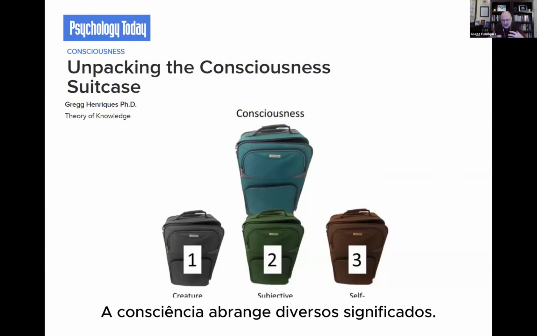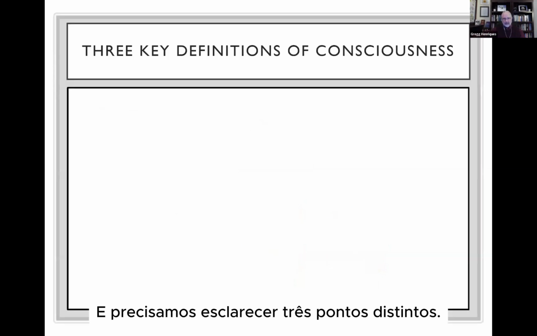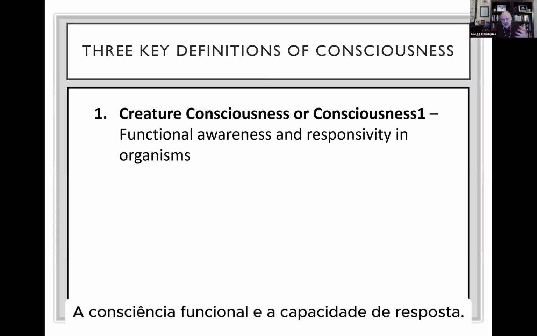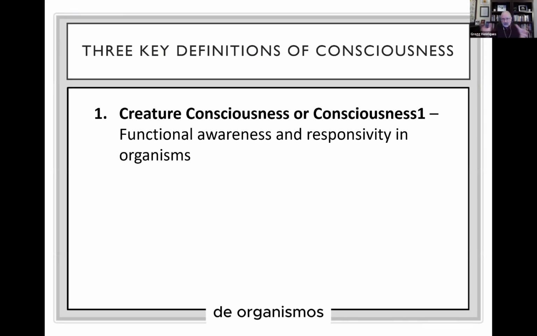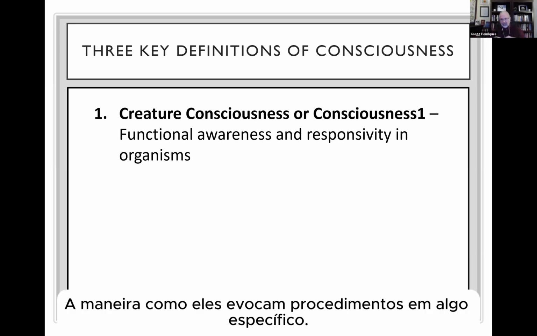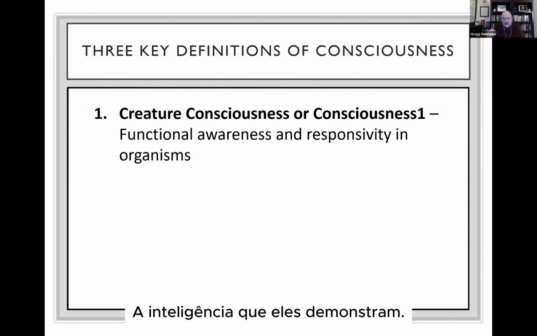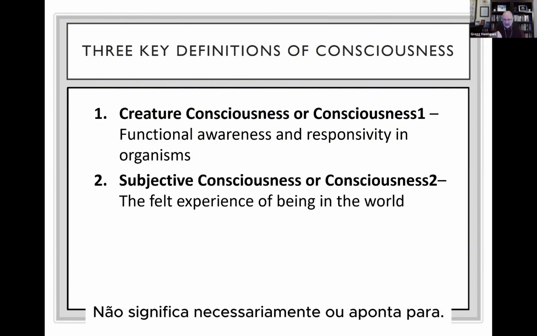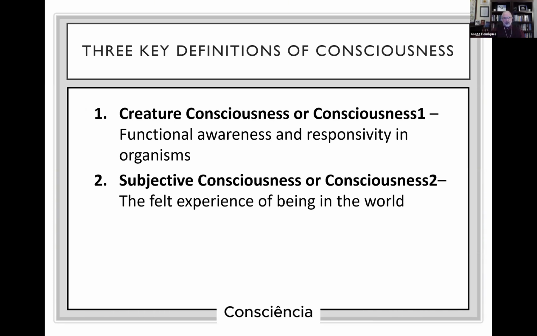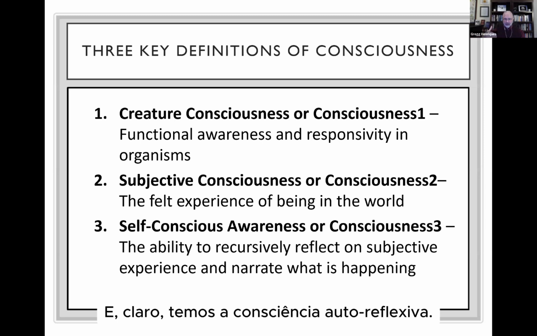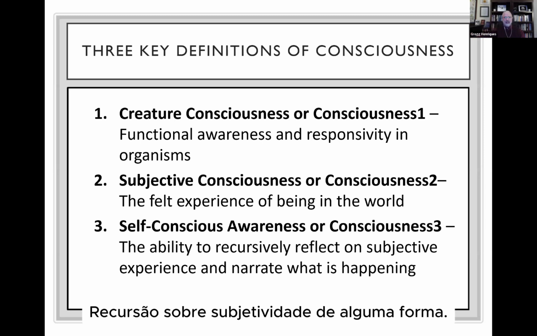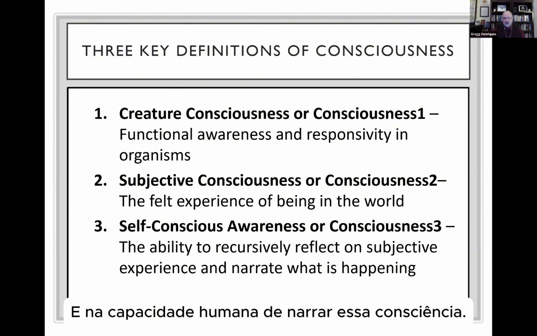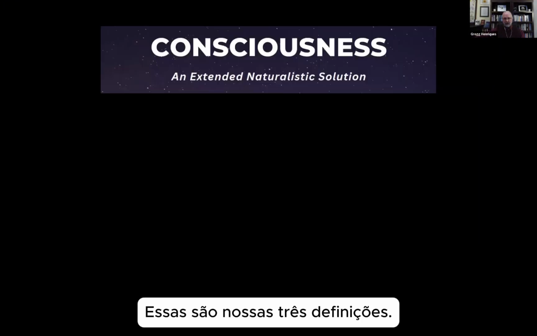Fundamentally, consciousness packs in all sorts of different meanings, and we absolutely need to get clear on three different references. One, creature consciousness, the functional awareness and responsivity of organisms broadly defined in relationship to their environment. We could see this in the way they participate in the environment, the intelligence that they show. At the same time, seeing that does not necessarily mean, or certainly raises questions about, what we mean by subjective conscious awareness, the felt experience of being in the world, the location of the hard problem. And then, of course, there's self-conscious awareness, recursion on subjectivity in some way, and in humans the capacity to narrate that awareness. So those are our three definitions.